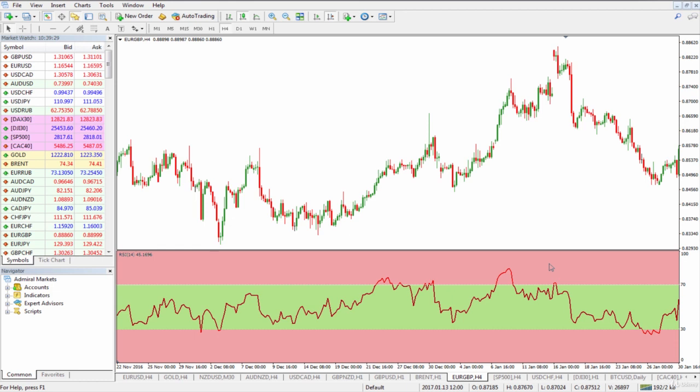The first zone from 0 to 30 is called the oversold zone, and when the indicator is in this zone, we have a signal to open the buy trade. The third zone is called overbought, and when the indicator is located in this zone, we have signals to open the sell trade.